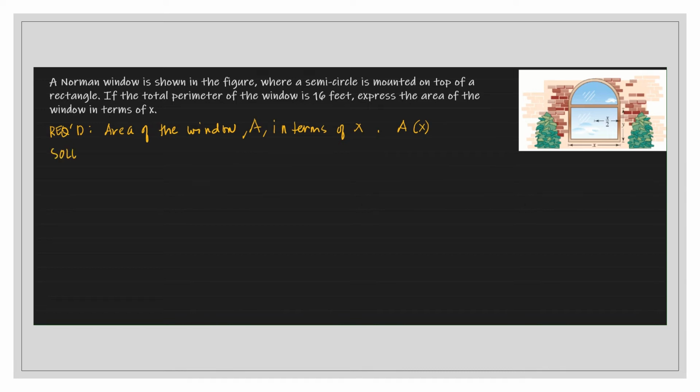So we solve. So we can write A as the sum of the area of the components of the window, which is a rectangle and a semicircle. So let's use A_R for the area of the rectangle, and then A_S for the area of the semicircle. So A_R is the area of the rectangular component of the window, and A_S is for the semicircle component.